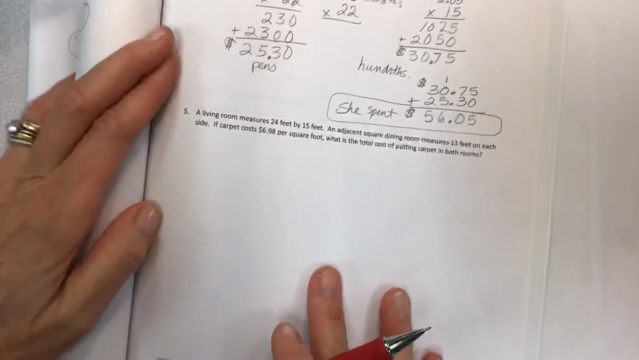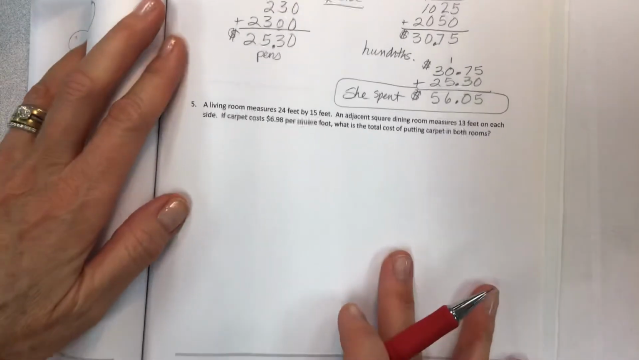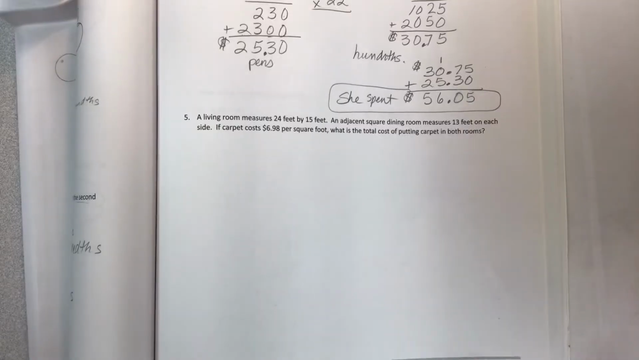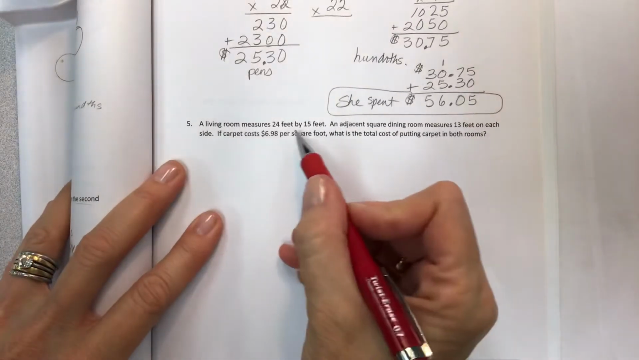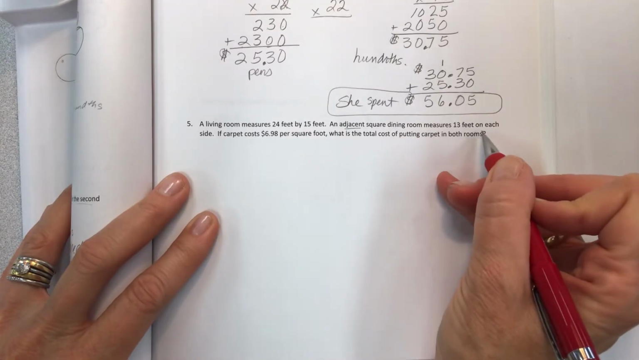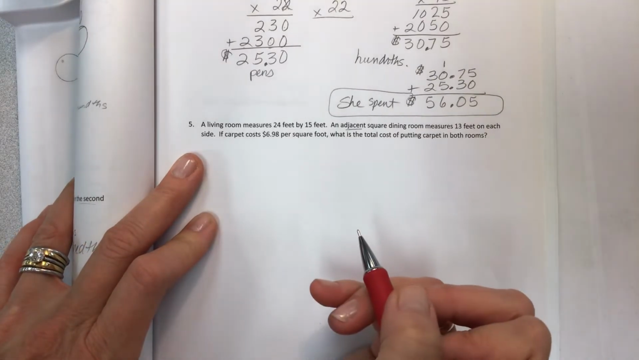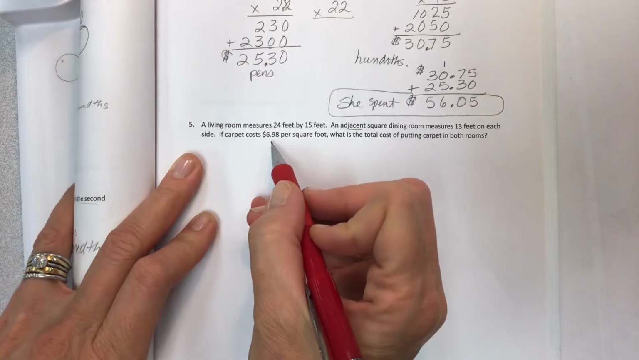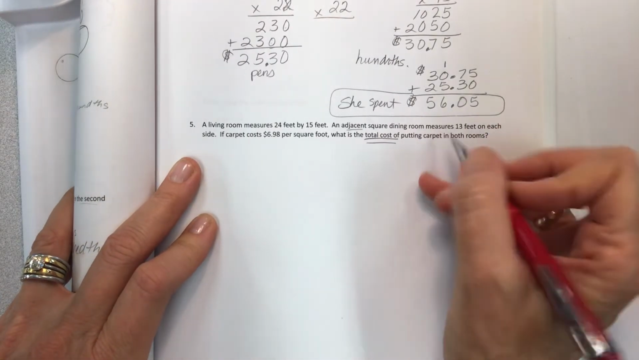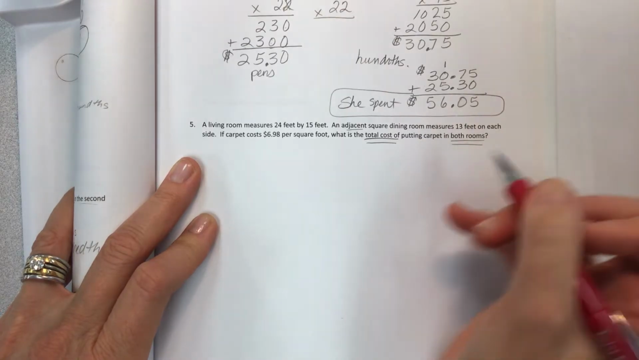Yay, so pretty. Okay, and the last one: a living room measures 24 feet by 15 feet. I'm going to straighten it out for you. You're welcome. 24 by 15, and adjacent, which means right next door, a square dining room measures 13 feet on each side. That means it's a square. If carpet costs $6.98 per square foot, what is the total cost of putting carpet in both rooms?